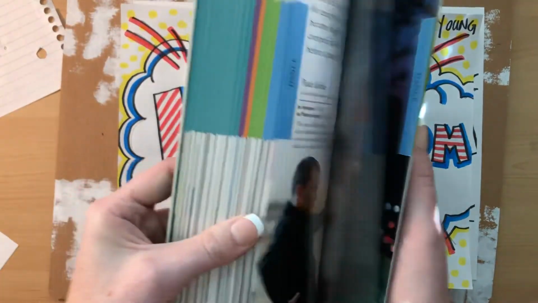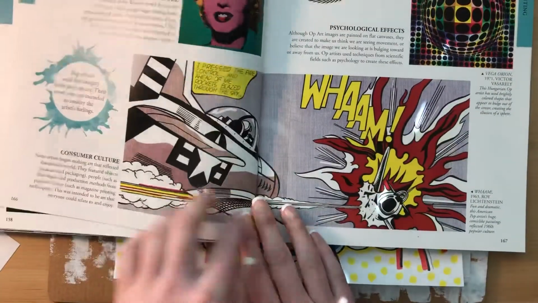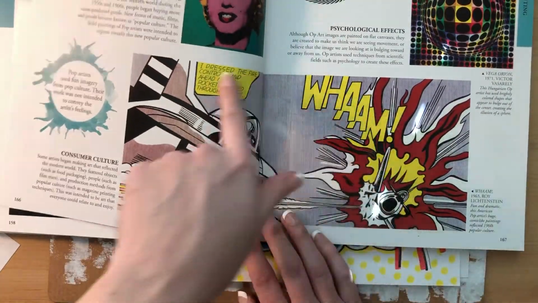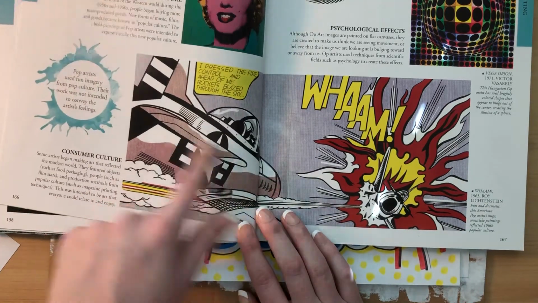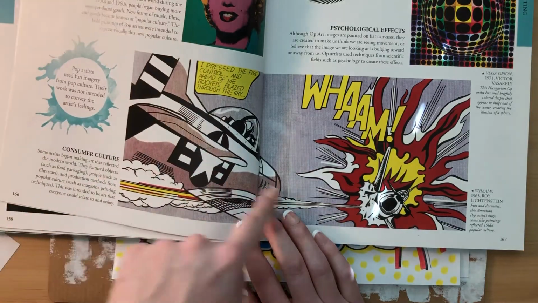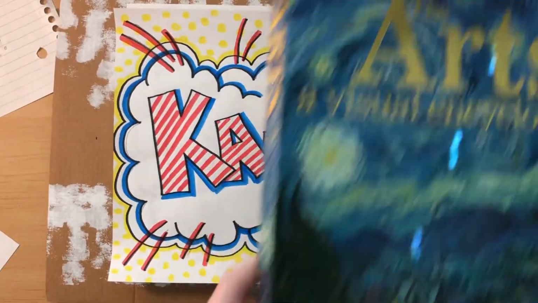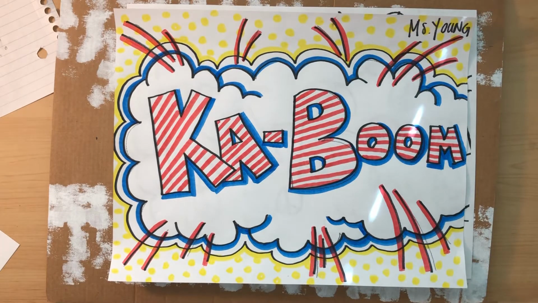So let's go back to our book. Let me find that page again. Doesn't take me long, I know right where it is. There we go. You'll see that Roy Lichtenstein left a lot of white space. He used a lot of color, but he left a lot of white space open. So I'm going to let you leave a little bit of white space in your artwork.